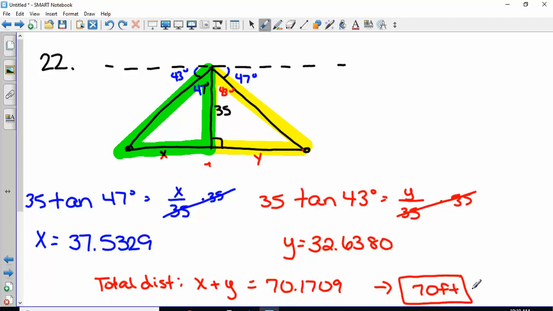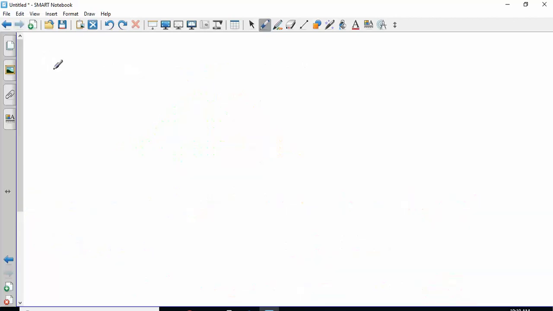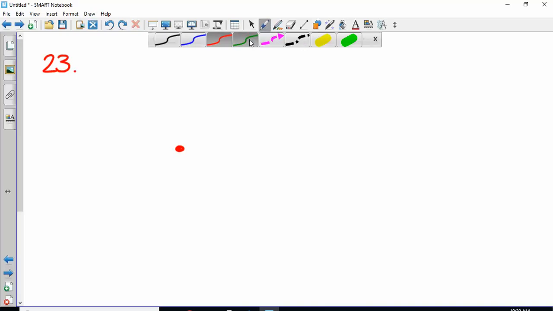Let's do some bearing problems. So 23, it's a good bearing problem. A boat leaves a harbor entrance and travels 25 miles in the direction north 42 degrees east. So we have our starting point. Anytime you measure bearing, what do you have to draw in? Yep, north-south line.